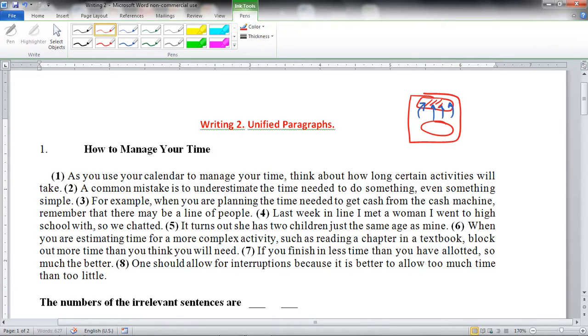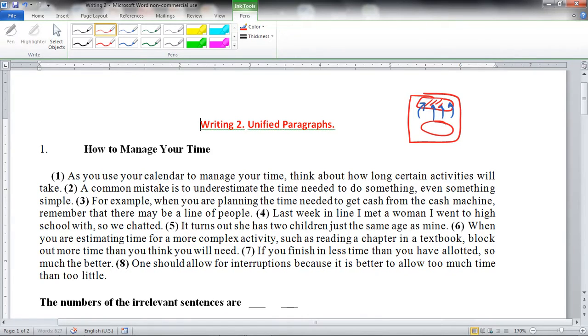As you use your calendar to manage your time, think about how long certain activities will take. A common mistake is to underestimate the time needed to do something, even something simple. For example, when you're planning the time needed to get cash from the cash machine, remember that there may be a line of people. Last week in the line, I met a woman I went to high school with, so we chatted. It turns out that she has two children just the same age as mine.